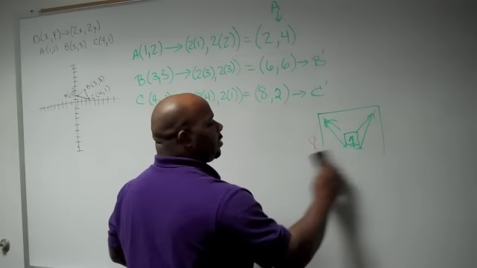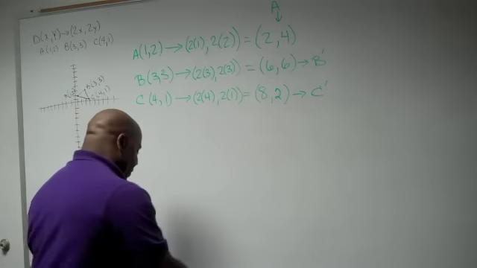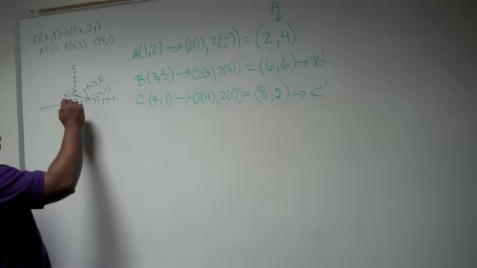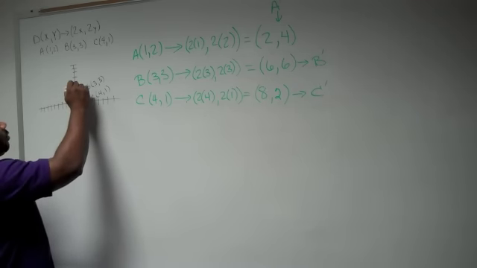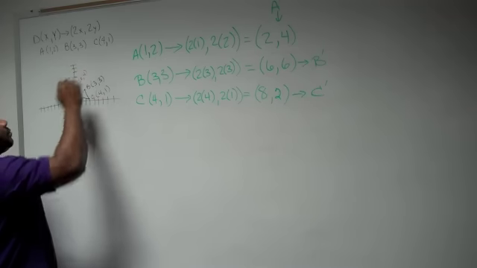I erase this now because I'm done with that. Now we'll plot these new points in red. Okay? So A prime is now 2, 4. So we go 1, 2, 1, 2, 3, 4. This is A prime. 2, 4.